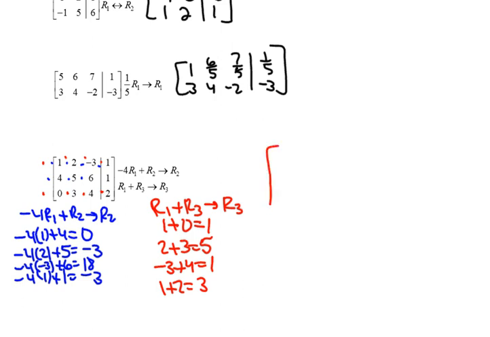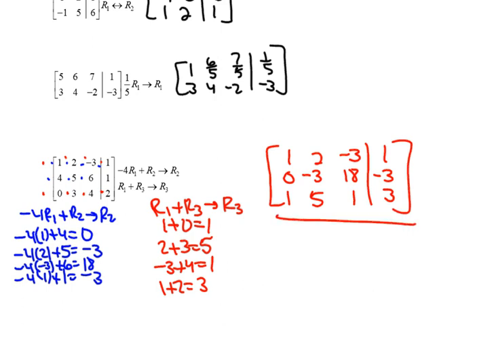So now row 1 did not change. Row 2 now, and then row 3. There's my new matrix.